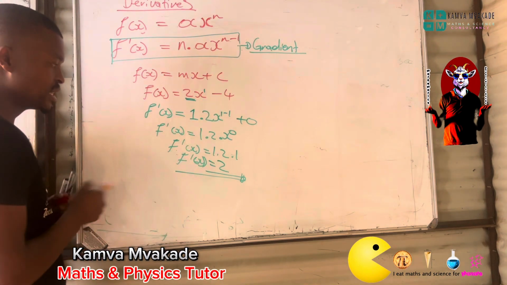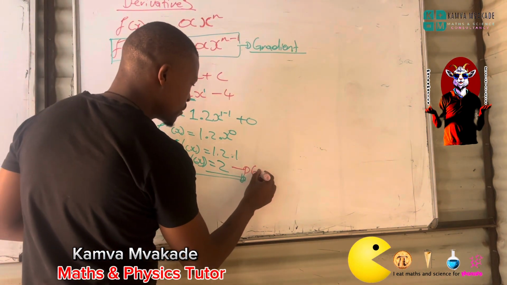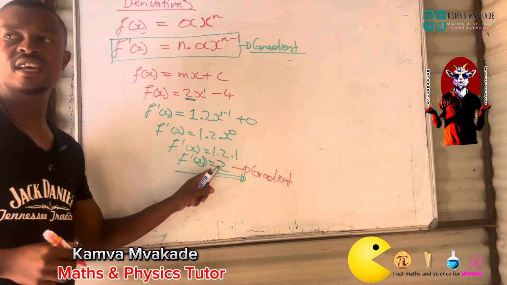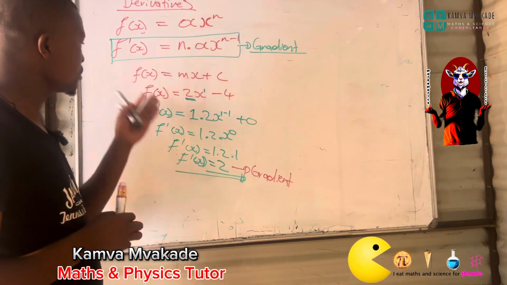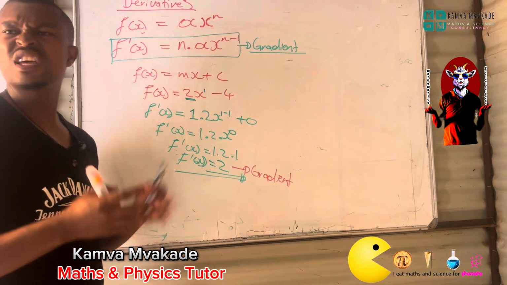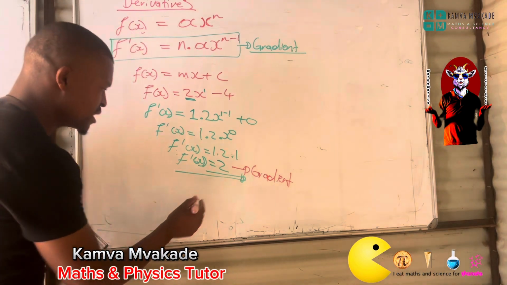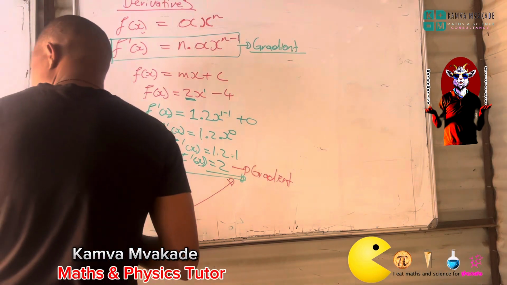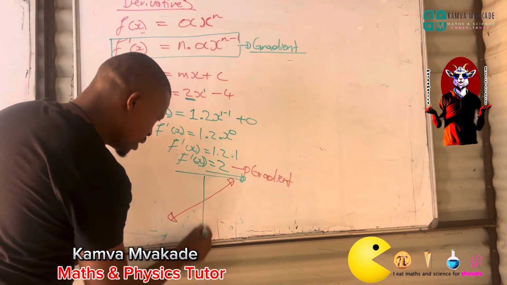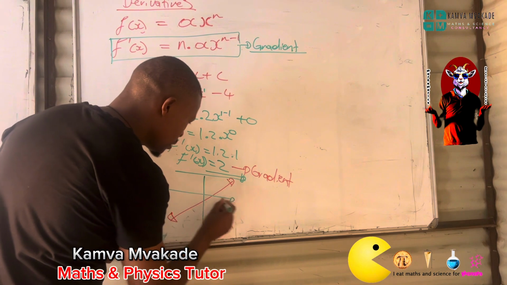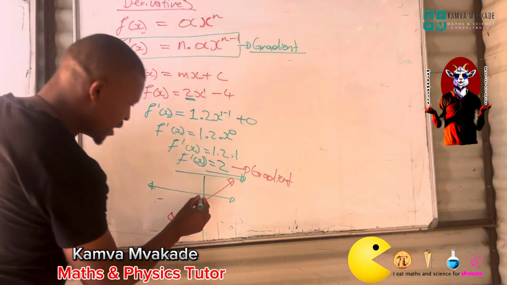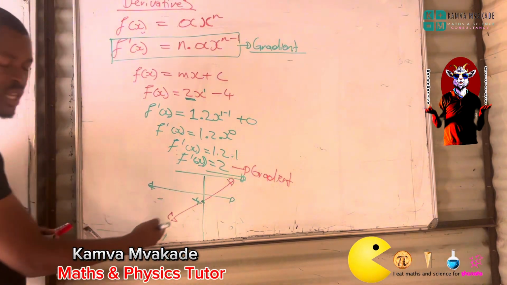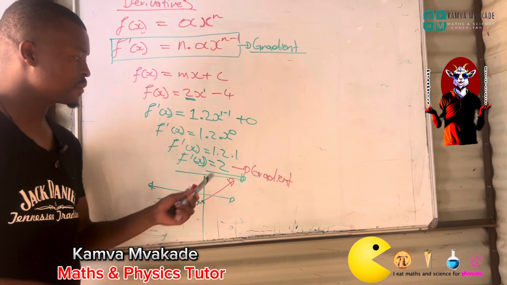What does it give us? It gives us the gradient. In this case, the gradient is a constant, and the answer is 2. We know the gradient of a straight line is a constant. Even if it were plus 4 or minus 4, the gradient is a constant. So the gradient is 2.